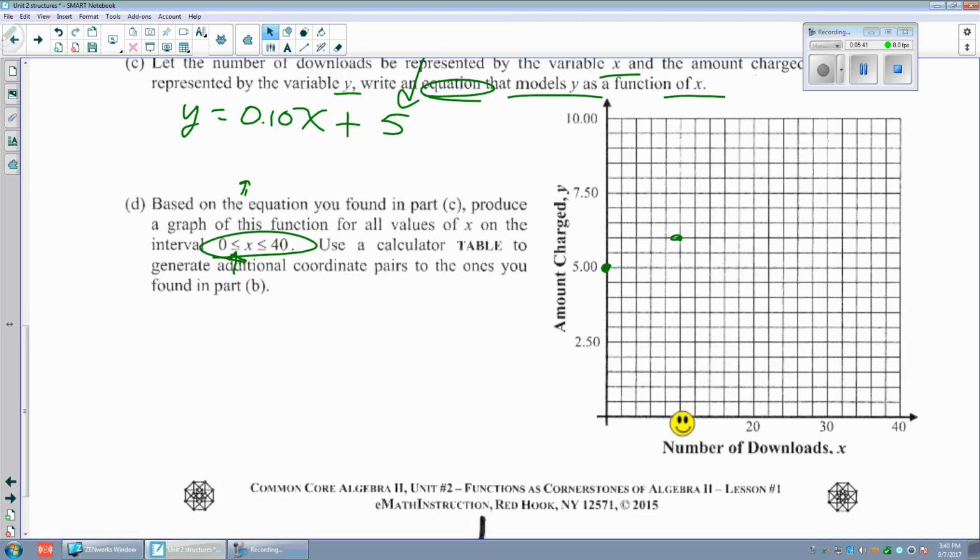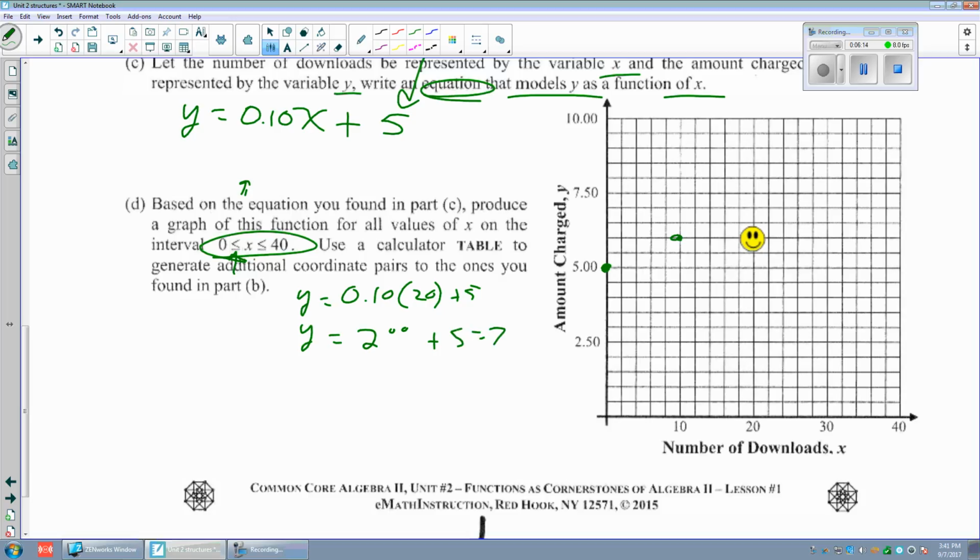2, 4, 6, 8, 10. Now, if I do 20 songs, it's going to be $2 more. Are you sure it's going to be $2 more? Let's check. Y equals 10 cents times 20 songs plus 5. It's not going to be $2 more. It's going to be $2 more than 5. Y equals $2 plus $5. That's $7.